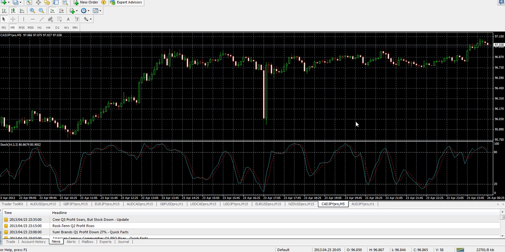You can write your own programs. You can draw your own chart patterns. You can make your own indicators. It's really an awesome thing.